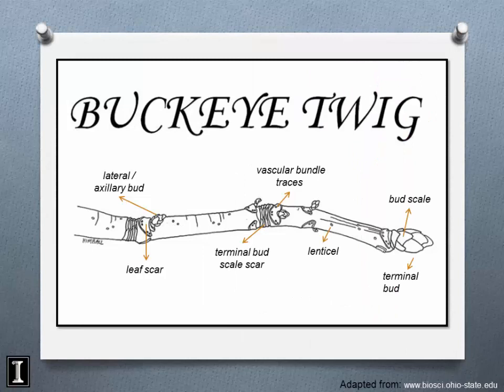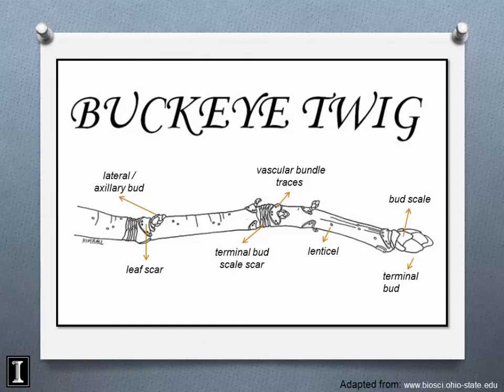Here's a line drawing of a buckeye twig, Ohio buckeye, Aesculus glabra. At the very end, we have the terminal bud. On this bud are bud scales that help protect the bud. Protect it from what? Well, deer browsing. Also from desiccation, right? Drying out. You need to protect that. Think of it like shingles on a bud.